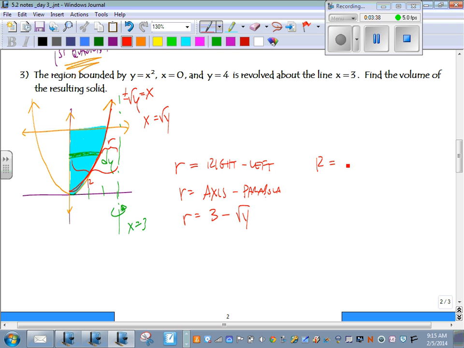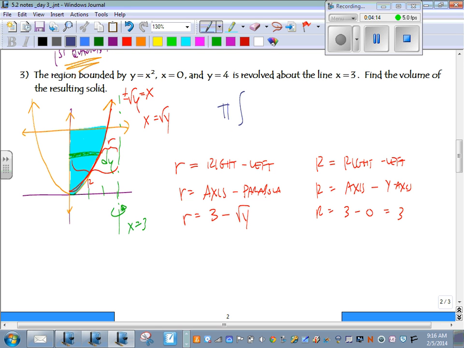Big radius, again, we're doing right minus left. So the right side is the axis of revolution, minus the left side is just what? 0, right? The y-axis. So we get 3 minus 0, or just 3. Once we have our two radii, we can set this up.